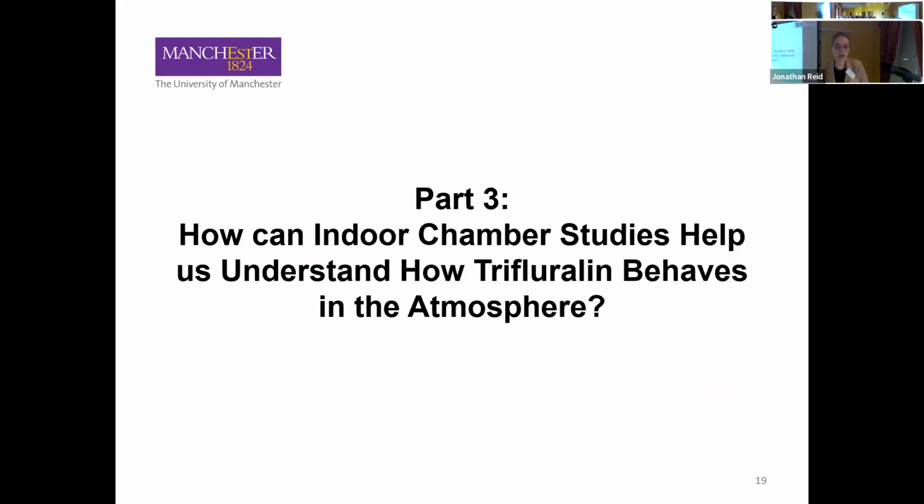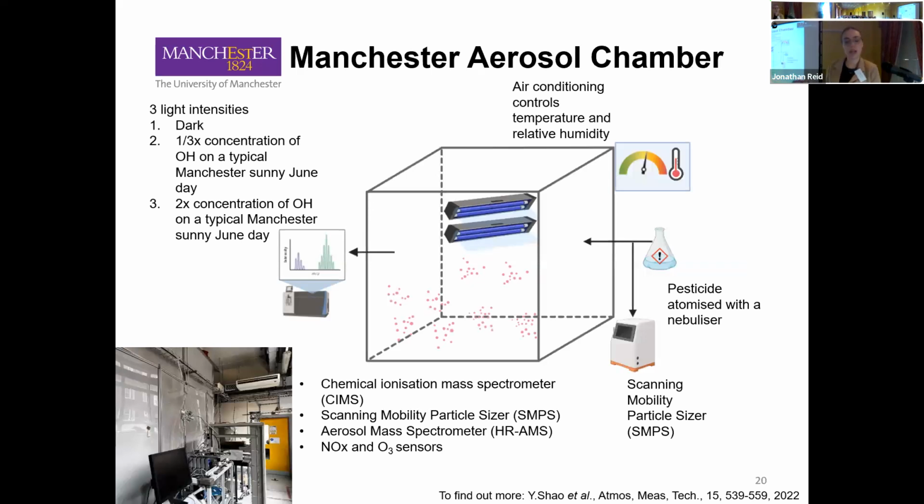So next, I thought I'd go into the chamber studies that I've been doing in Manchester. And trifluralin was one of the active ingredients that I looked at. So this is the chamber in Manchester. It is basically a big plastic bag, and we were able to sample from it and turn lights on. It's controlled through air conditioning to control the temperature and humidity.